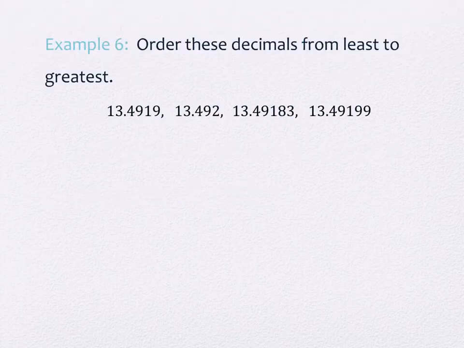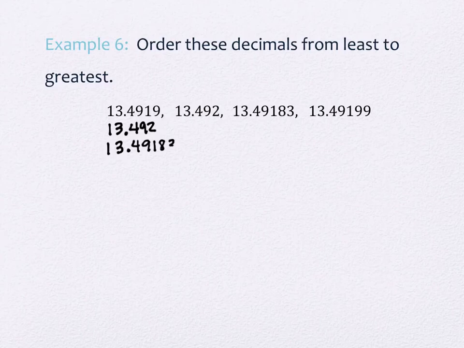So we have 4 numbers given to us here. And what I'm going to do is leave the first one where it is. I'm going to write the other 3 underneath it. Okay? So we have 13, I've got my decimal point and then 492. 13.49183. 13.4919. 13.49199.